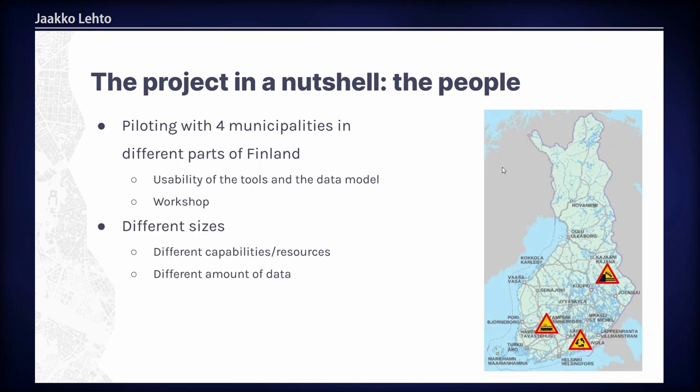Let's see. Yeah. So another part was that we wanted to test it with the real people that are maintaining this road information. So we had basically four different municipalities around Finland, and they were of different sizes. There was Tampere, which is I guess the third largest city in Finland, and Ylöjärvi, which is quite nearby Tampere, and then we had Kouvola, which is a middle-sized town, and then Nurmes, which is I guess a small town, at least on the Finnish scale.